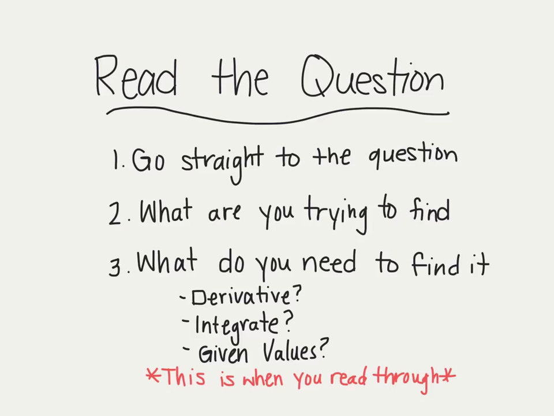So again, go straight to the question itself. Go straight to part A. And then what are you trying to find? What does it want you to give as an answer? And then if you figure that out, what do you need to find that answer?